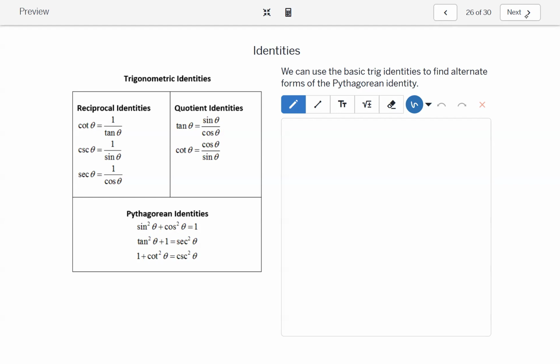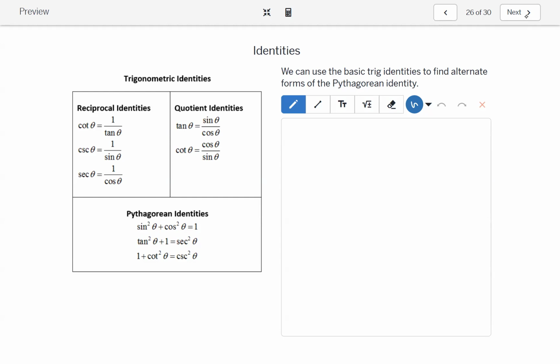Down here, our Pythagorean identity, sine squared plus cosine squared equals 1, comes from our formula for the unit circle, x squared plus y squared equals 1. Technically, I'd write cosine squared plus sine squared equals 1, but with addition we can swap the order. Because we usually say sine before cosine, we typically write it sine squared plus cosine squared equals 1.